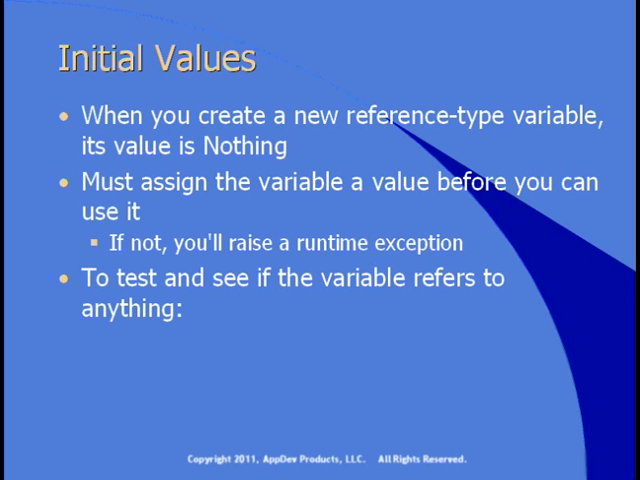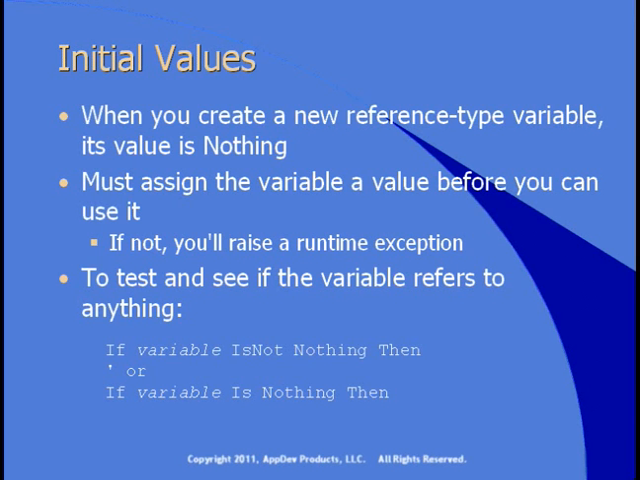To test to see if a variable refers to anything, you can write code like this. If the variable is not nothing, then you know it refers to something. Or if variable is nothing, then you know it is a null reference. It doesn't point to anything. The is and is not keywords are key here. They're key because they imply that we're working with an object reference. In Visual Basic, the equals operator implies you're working with a value. You use the is and is not operator to indicate you're working with a reference.